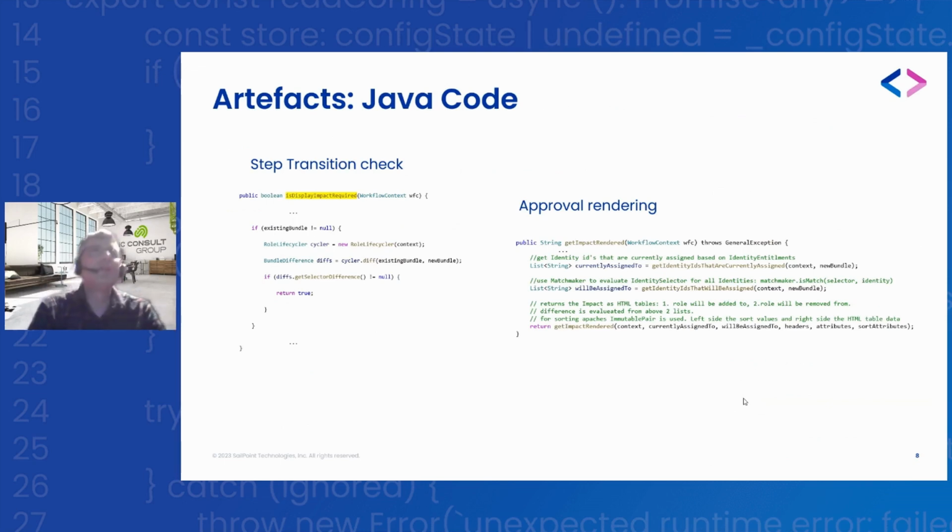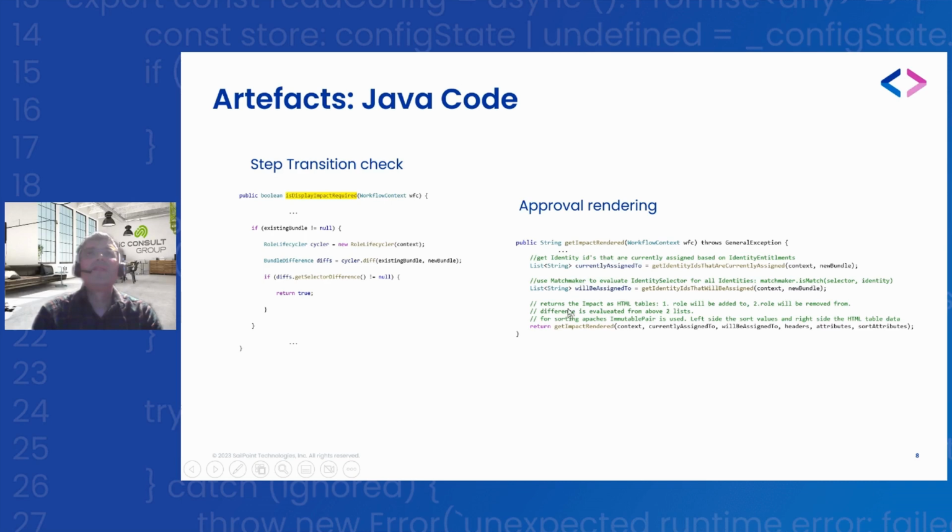Now we can have a deeper look into the Java code, at the interesting parts, the step transition check. In the transition check, whether an evaluation is needed, we use the role lifecycle. The role lifecycle has a method called diff, where you pass two parameters. The first one is the existing bundle, the current bundle with the current rule, and then you also pass the new bundle with the new rule which has a change. And there you get the bundle difference. And from the bundle difference, you can call getSelectorDifference, where you see whether there are any changes regarding the assignment rule. So if this is not empty, that means there is some change, and we step into our next step, where we evaluate and prepare the output.